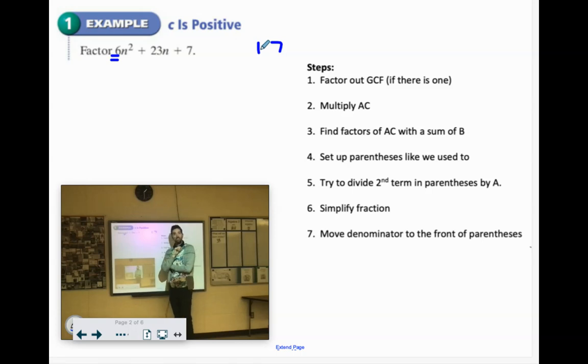And the reason that is the case is because we have this 6 out in front now. We used to just have 1s out there, so you could just look at the last number. Now we've got a number in front. So we have some new steps here.